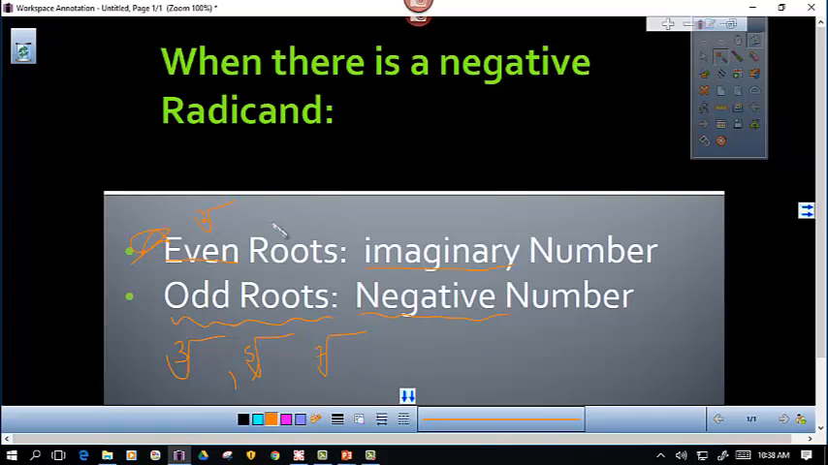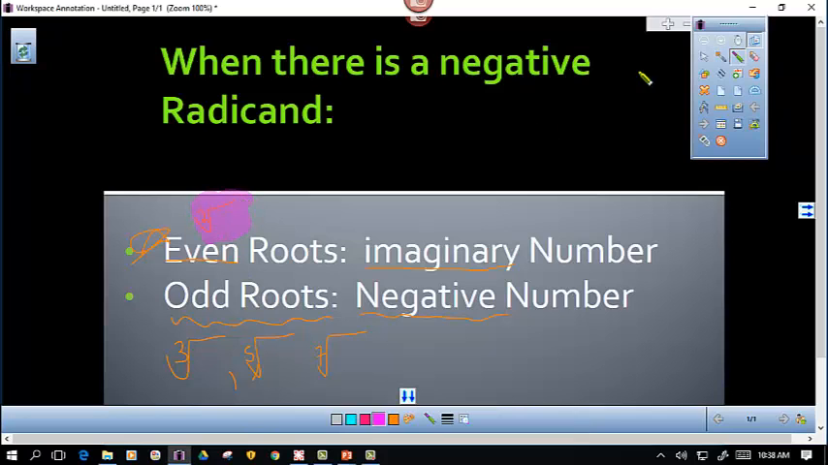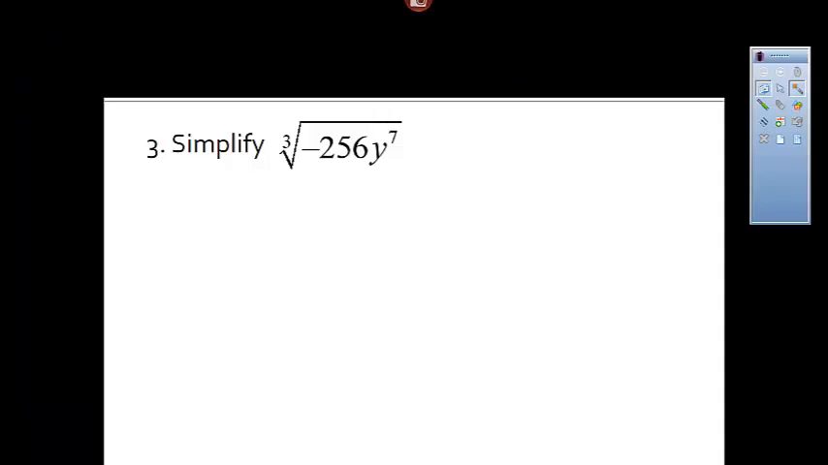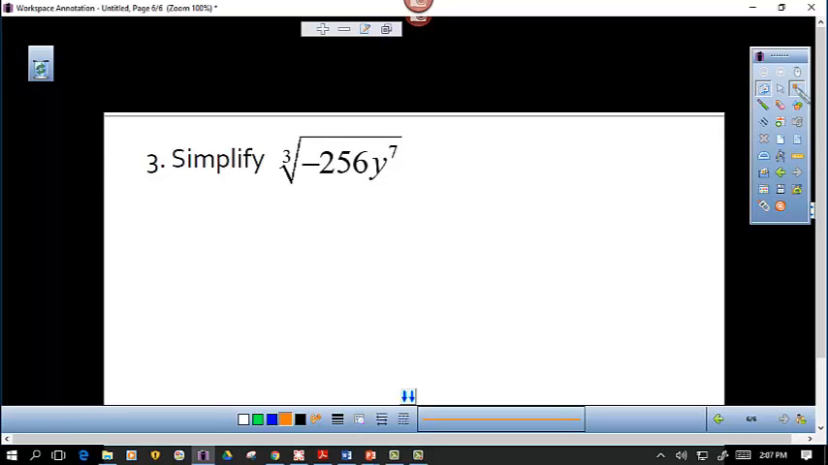Again, even roots, the only one you're going to deal with in Algebra 2 is the one that has an index of 2. So, jumping right into this. Again, you identify what your index is. So we have, this one is odd. If you look at your notes, if you have an odd index, what automatically pops out?